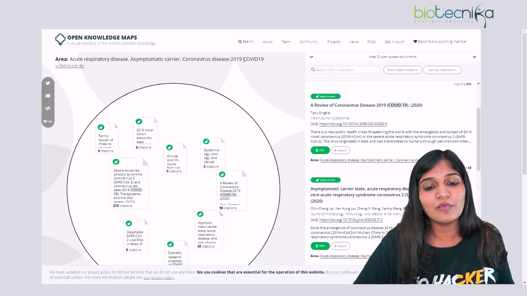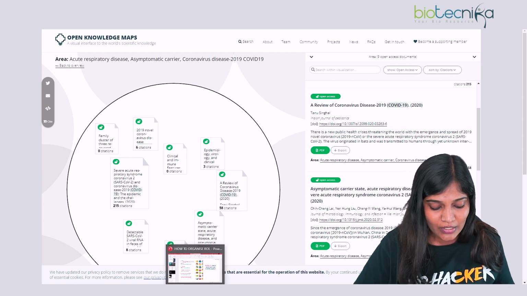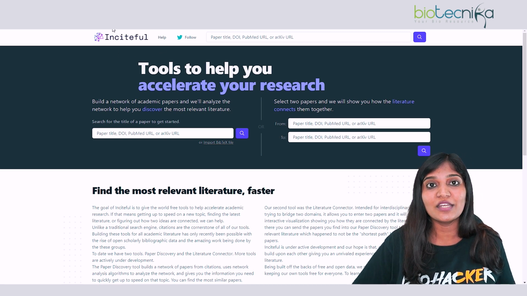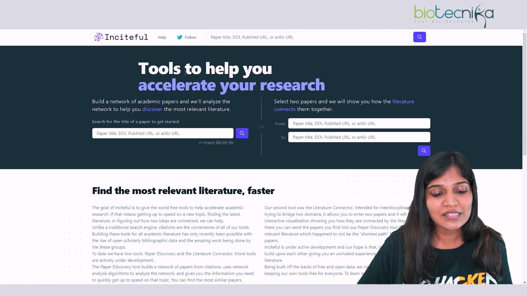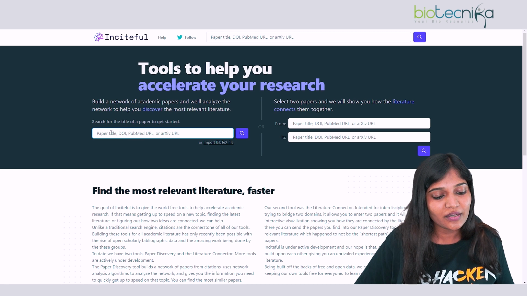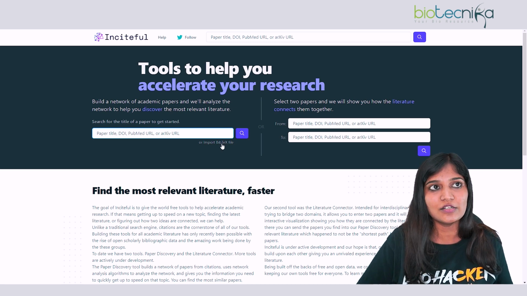The next one, I'm going to take you to another website which I was talking about. That website is definitely going to be insightful. The second one I told you, which usually connects papers. This is a tool which accelerates your research. You can type your paper here, like if you know the DOI, or if you have searched some paper in PubMed, you can paste it here and find the research paper also.